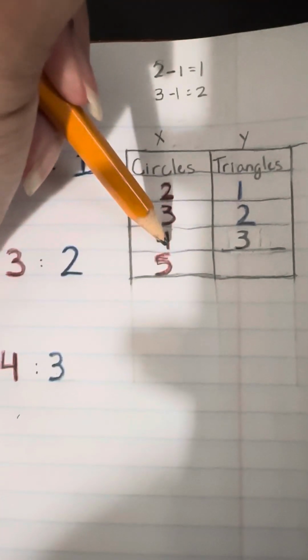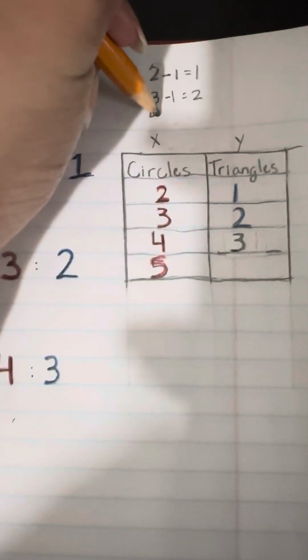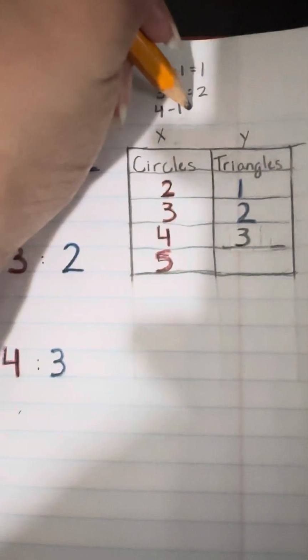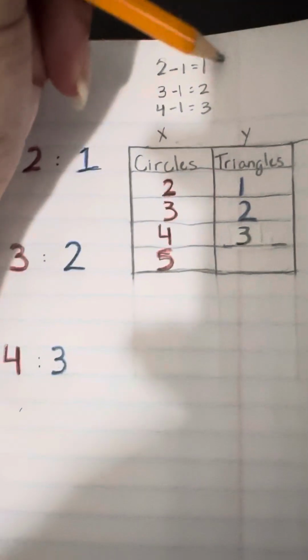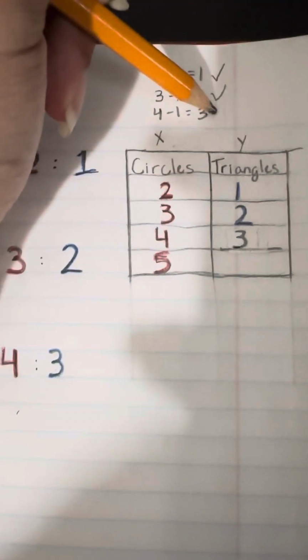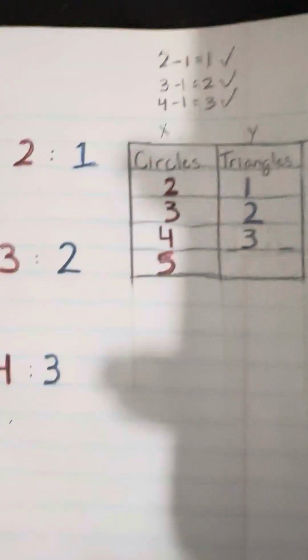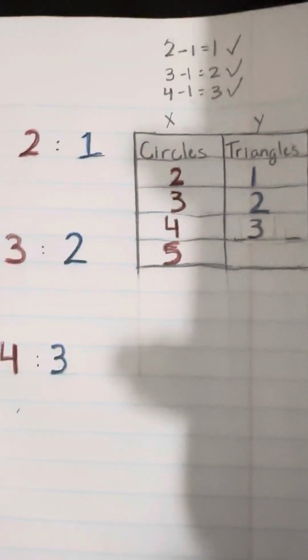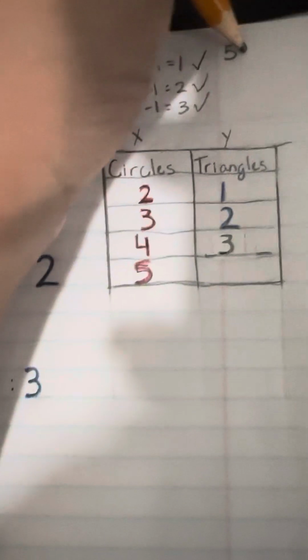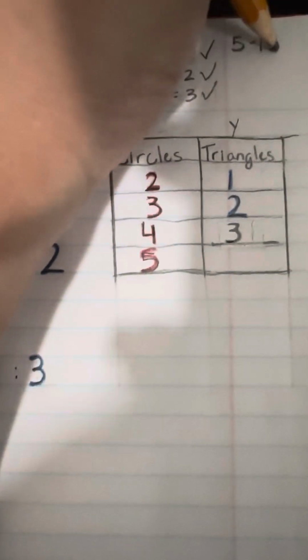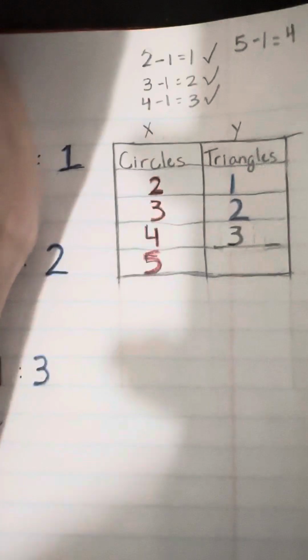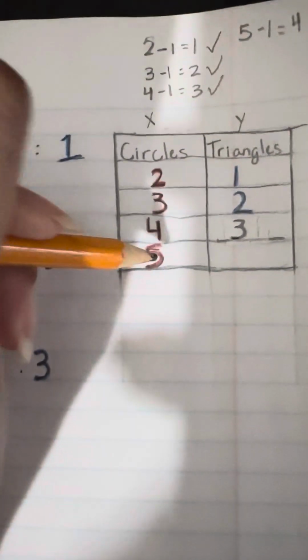Let's see if it works for the next amount. We have 4 minus 1, and that gives us 3. So this is looking beautiful. Now we have a pattern going on. So let's do the same thing for the number 5. When we do 5 minus 1, that is going to give us 4. So we know that when we have 5 circles, we are going to have 4 triangles.